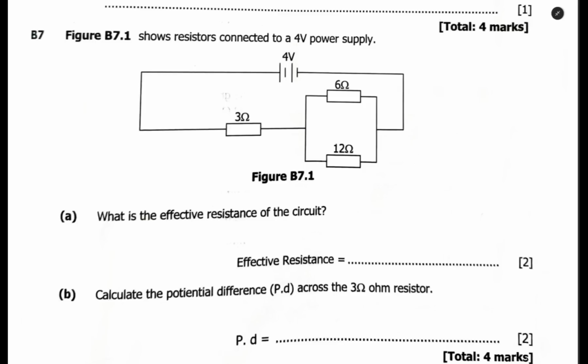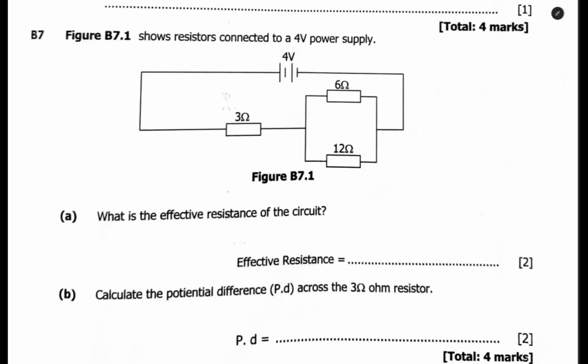So the first question that we are answering is B7. The question reads, figure B7.1 shows resistors connected to a 4-volt power supply. The first question is, what is the effective resistance of the circuit?